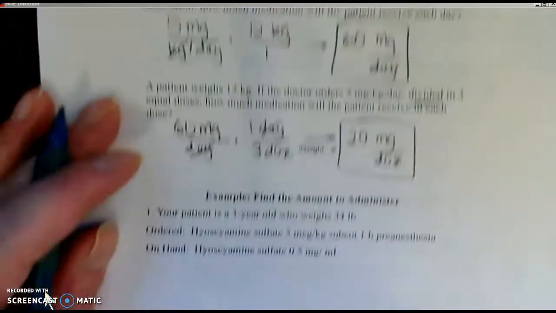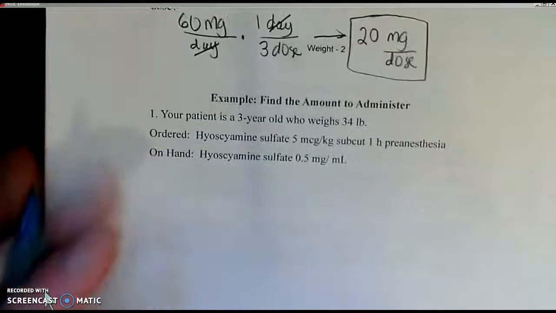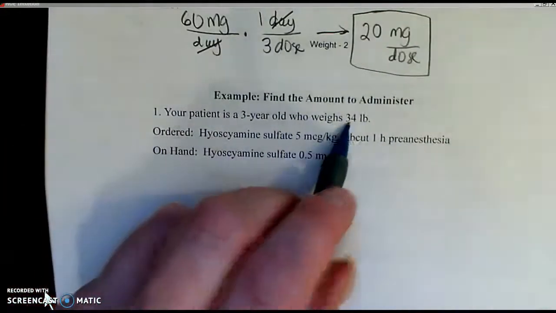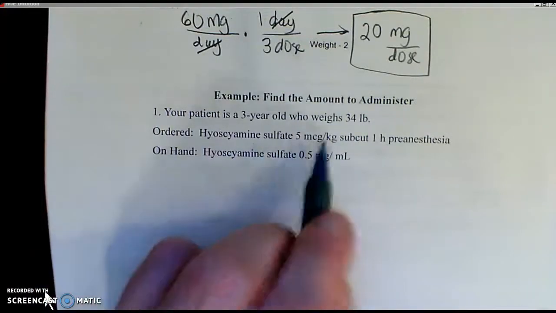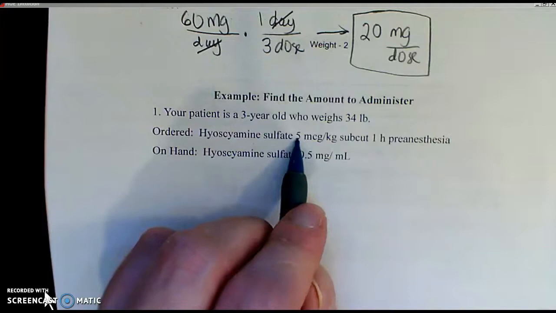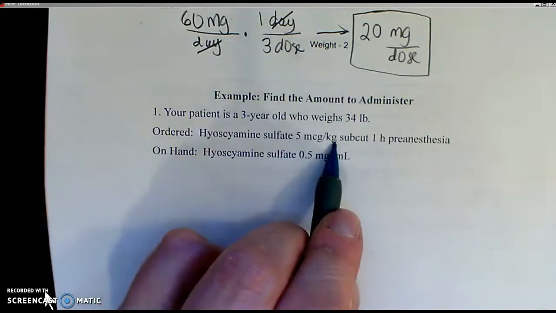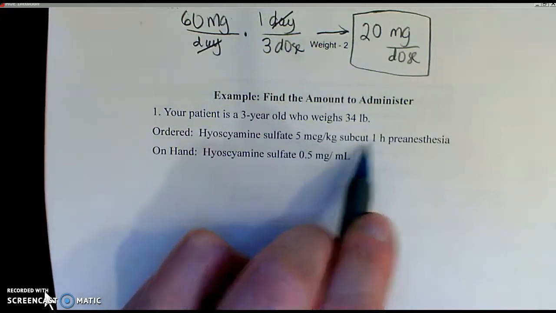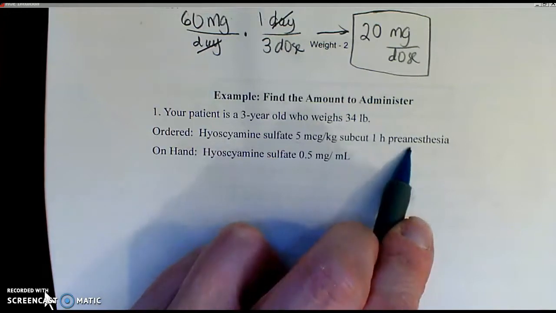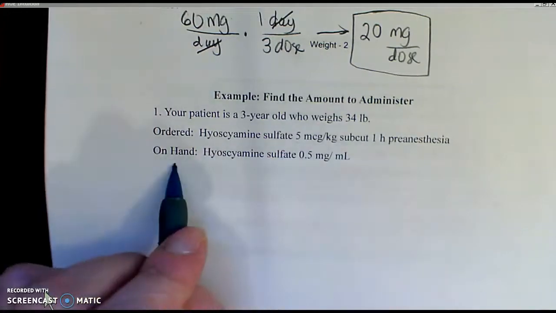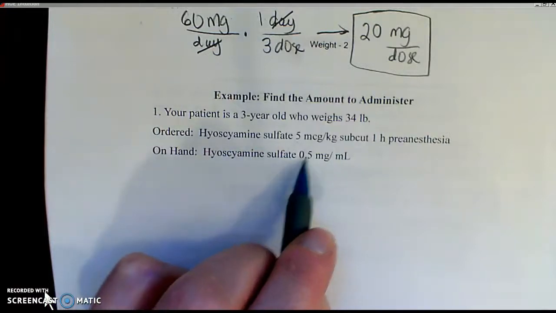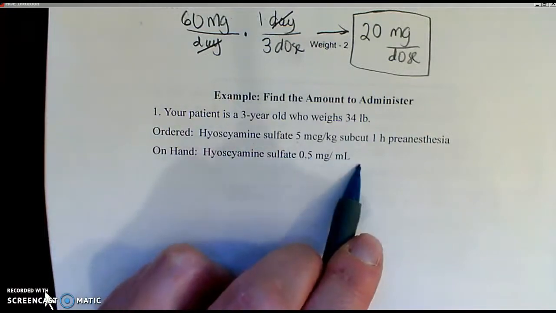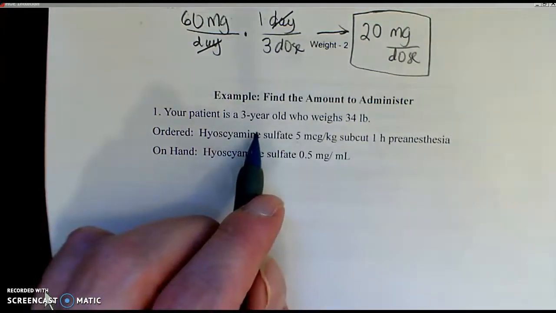Okay, so let's move on to another level of difficulty. Our patient is a 3-year-old who weighs 34 pounds. The order is for this thing that I can't pronounce because I'm a math teacher, of 5 micrograms per kilogram subcutaneously 1 hour before they get the anesthesia. And on hand, we've got the same drug in a concentration of 0.5 milligrams per milliliter. This is a lot of information.